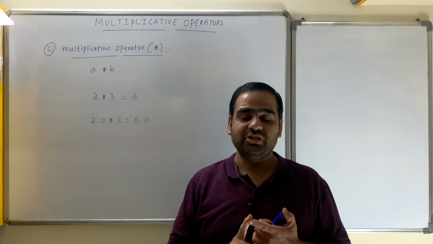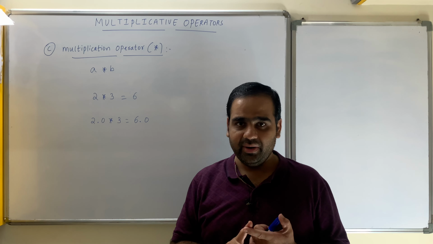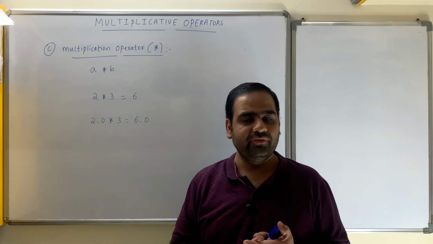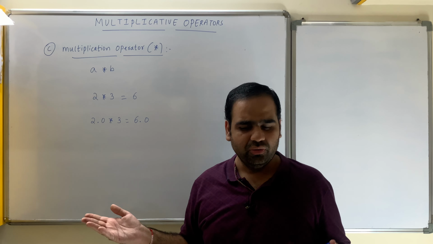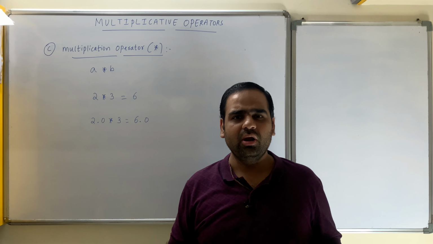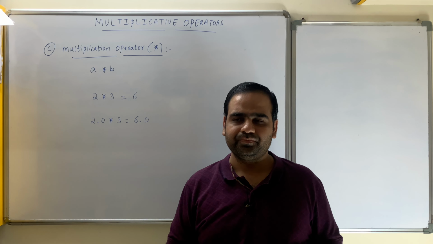We have discussed three multiplicative operators. The first one we have discussed is modulo, which gives the remainder. The second one was division, which gives the quotient, and the third one is the multiplication operator, which gives the product. This is all about the multiplicative operators.